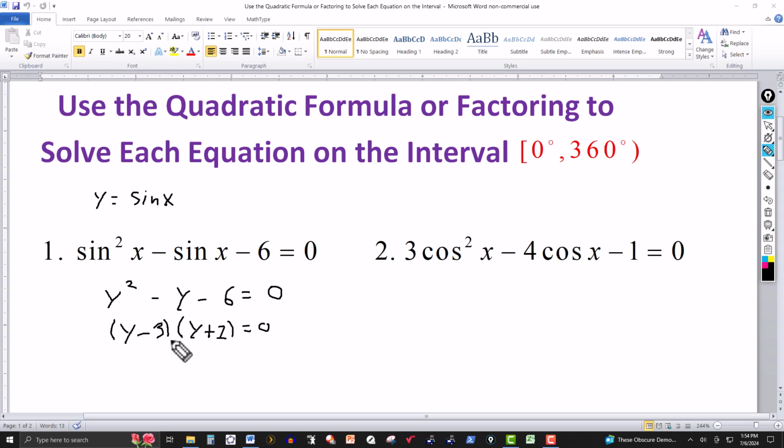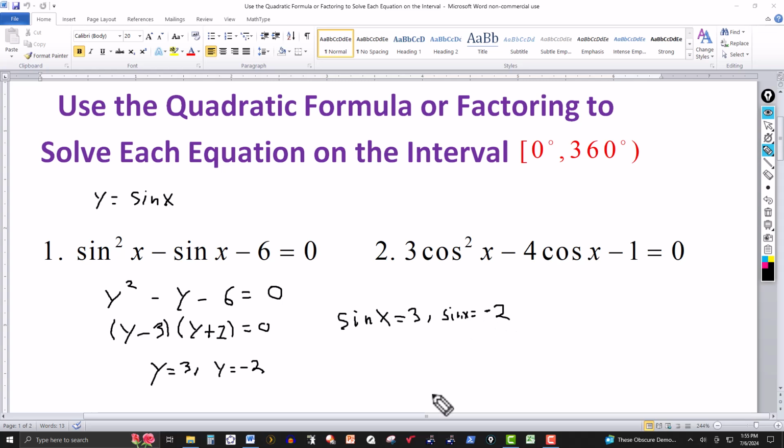The product of two factors is 0 if one or the other is 0, or they're both 0. So we set both of these equal to 0 and we get y is equal to 3. Set y plus 2 equal to 0 and I get y equal to negative 2. And then I go back to the substitution. I know that y is equal to sine of x, so this tells me that sine of x is equal to 3, or sine of x is equal to negative 2.